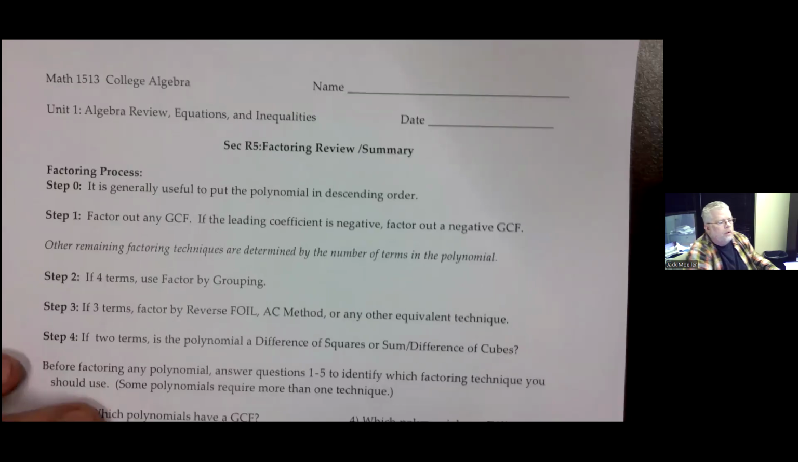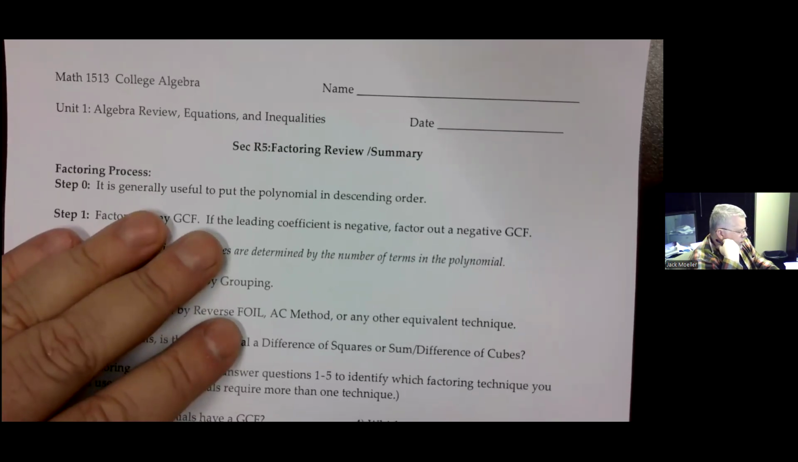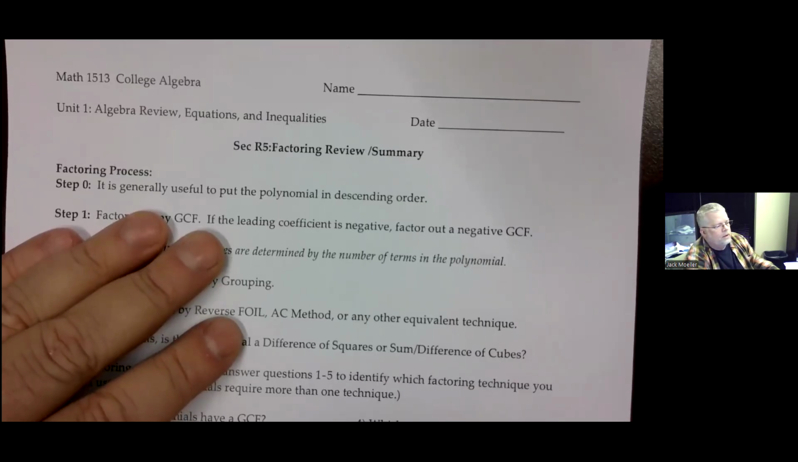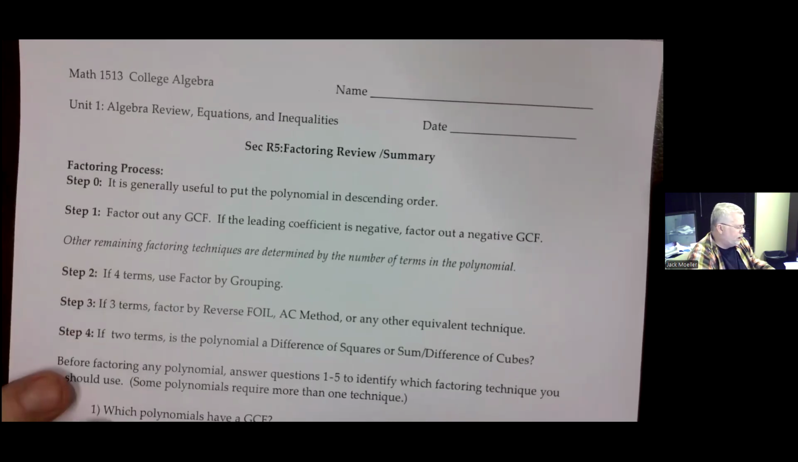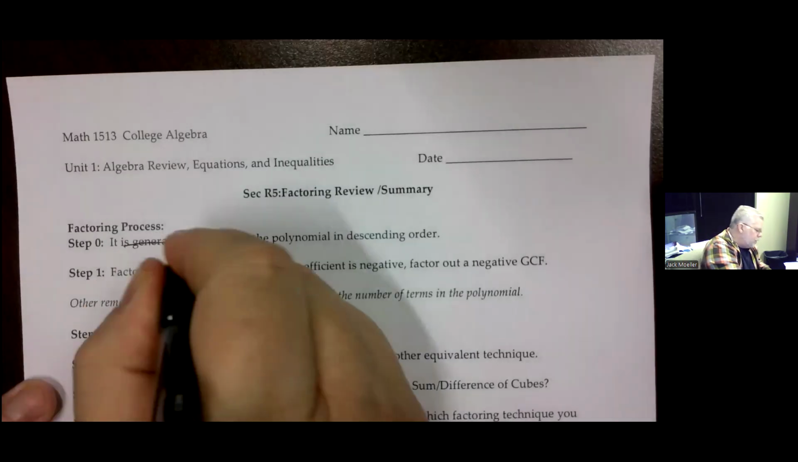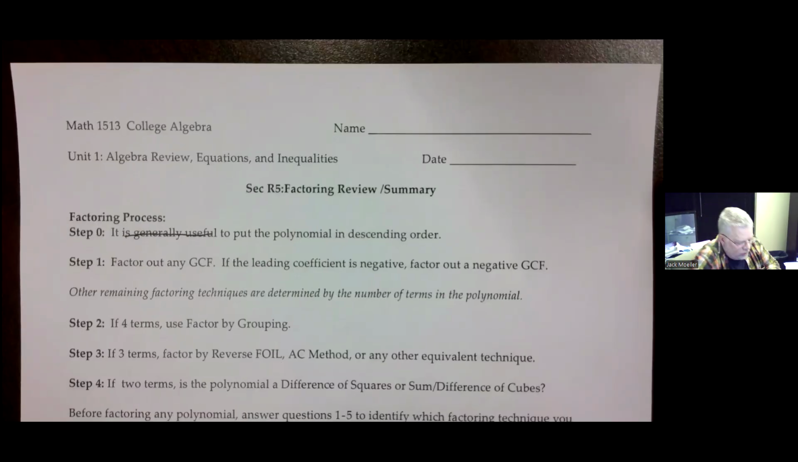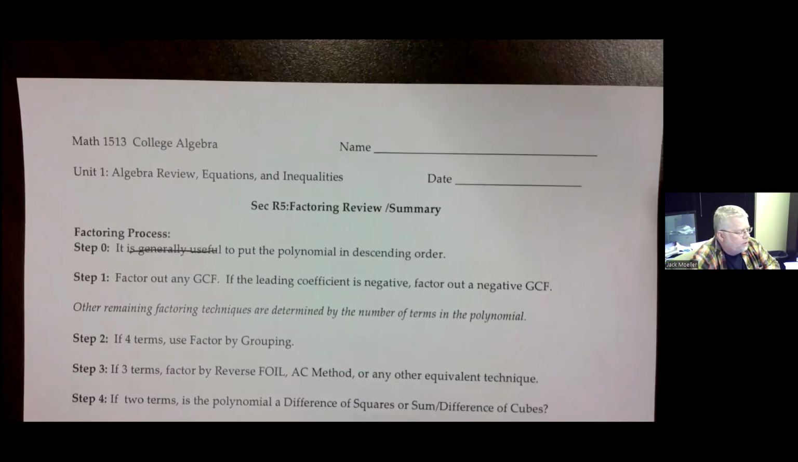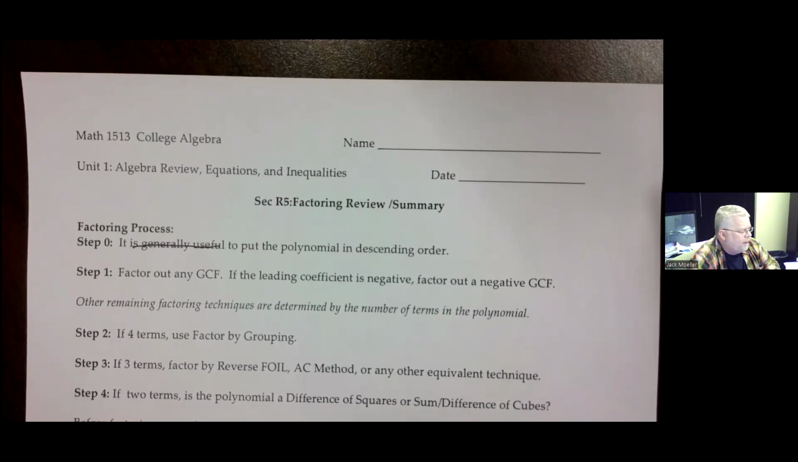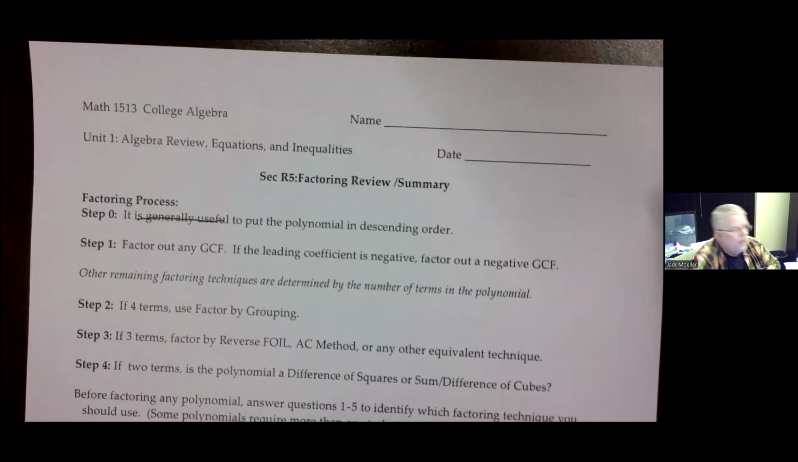So just some general things to think about before we actually get into the techniques. First thing you need to do is make sure your polynomial is in descending order. I said it's generally useful, but I should probably just cross that out and say, one, just put it in descending order. Because our factoring techniques are all designed to work on polynomials that are in descending order, so you may not be able to use them if it's not.